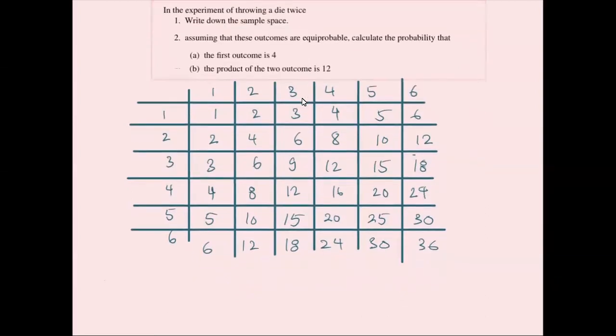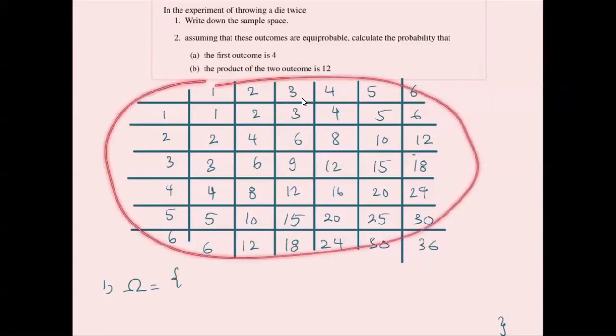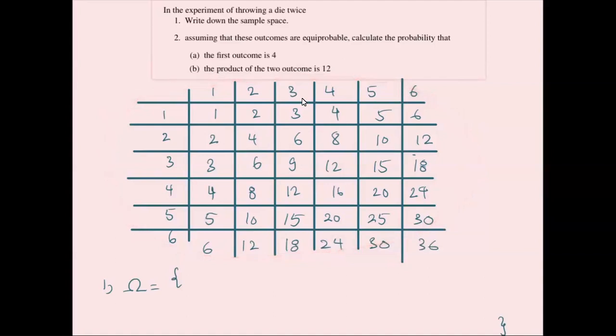Okay, so for part 1, they ask us to write down the sample space. For every question that asks you to write out the sample space, you have to indicate that the sample space is a set. Even if you draw this table, you still have to indicate that the sample space is a set and then list out all the elements.